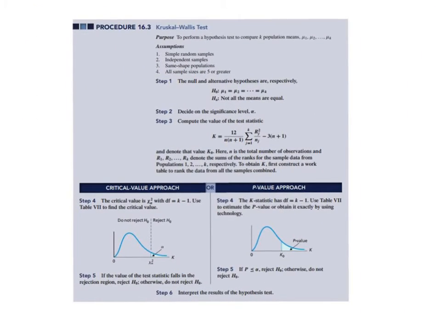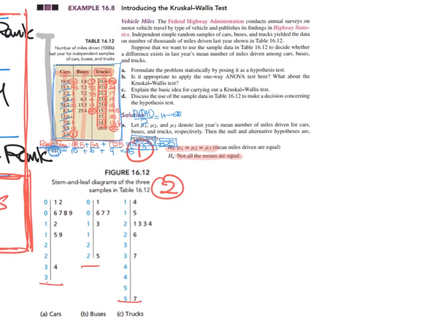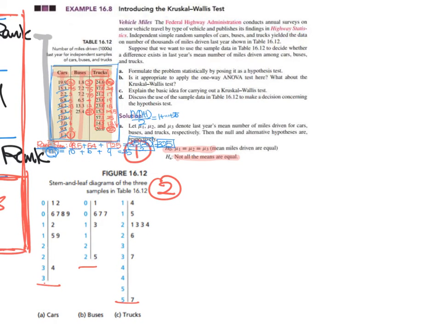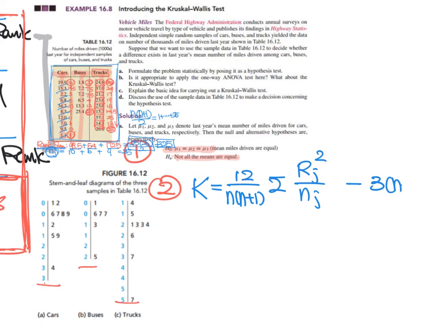Now let me take the test statistic. Here's a summary for the Kruskal-Wallis test. Basically, we don't have the normal assumptions and large sample, right? And now here is the test statistic. Let me copy the test statistic here, the K. It is 12 over n times n plus 1, times the sum of R_j squared over n_j, separately, minus 3 times n plus 1.